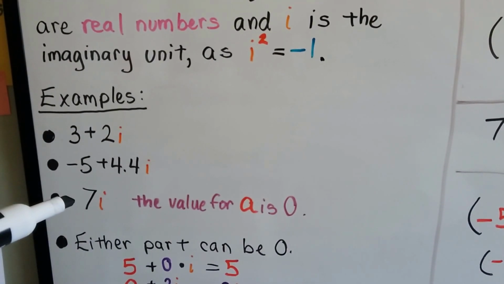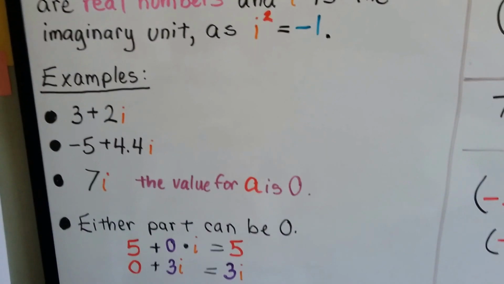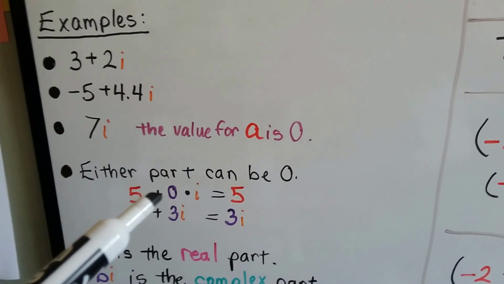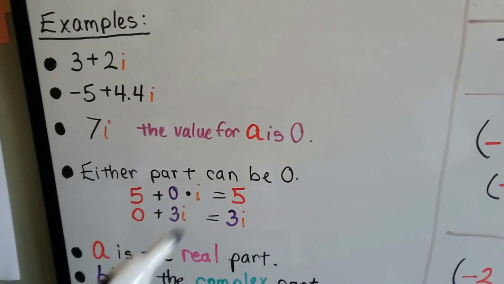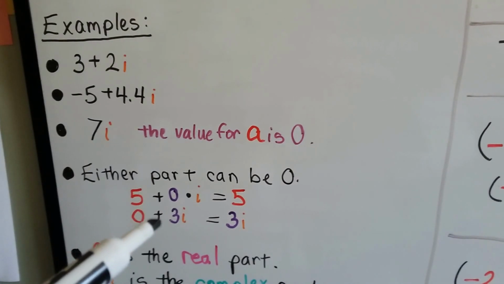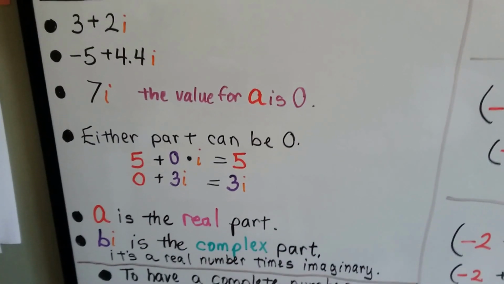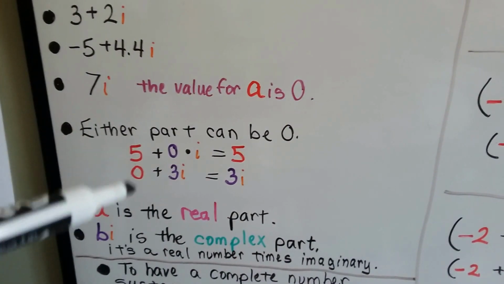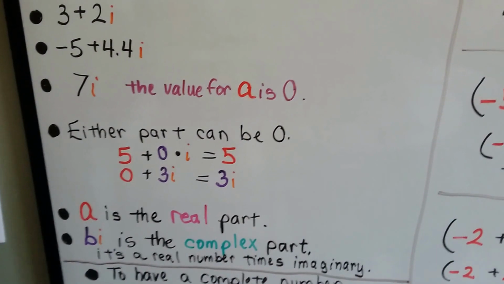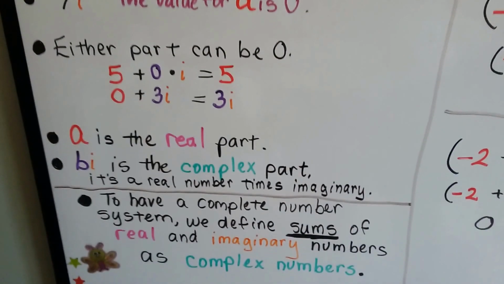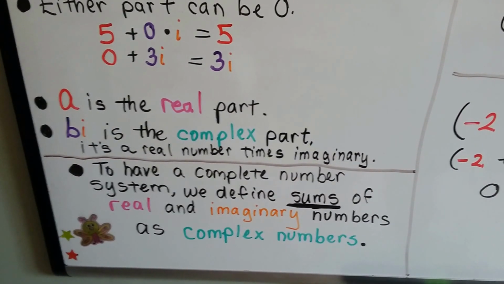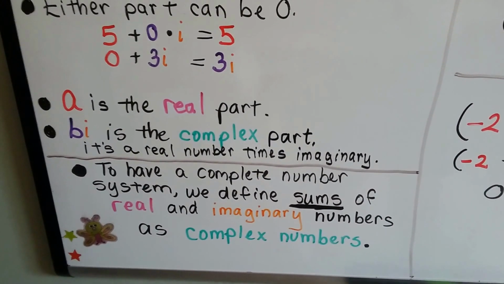If the a is set at a 0, well, that's still a complex number. So either part can be a 0. We could do a 5 plus 0 times that i. That's a 5, because we're adding a 0, aren't we? And if we have 0 plus 3i, well, that's 3i. The a is the real part, and the bi is the imaginary part. It's a real number times an imaginary number. And to have a complete number system, we define the sums of real and imaginary numbers as complex numbers.